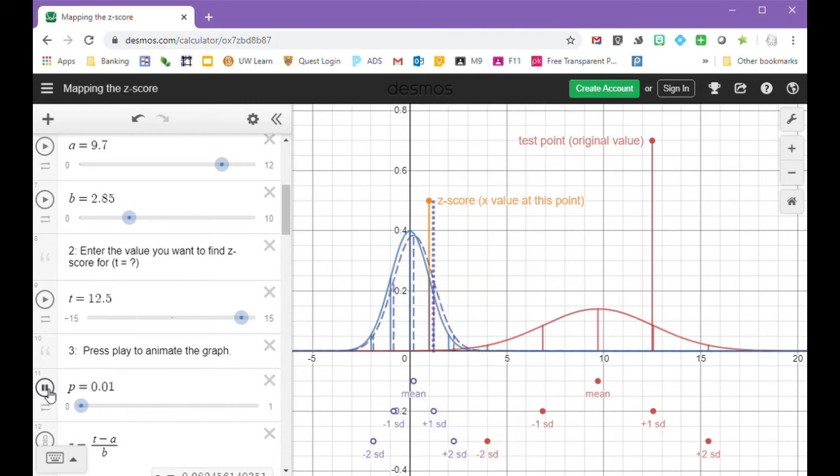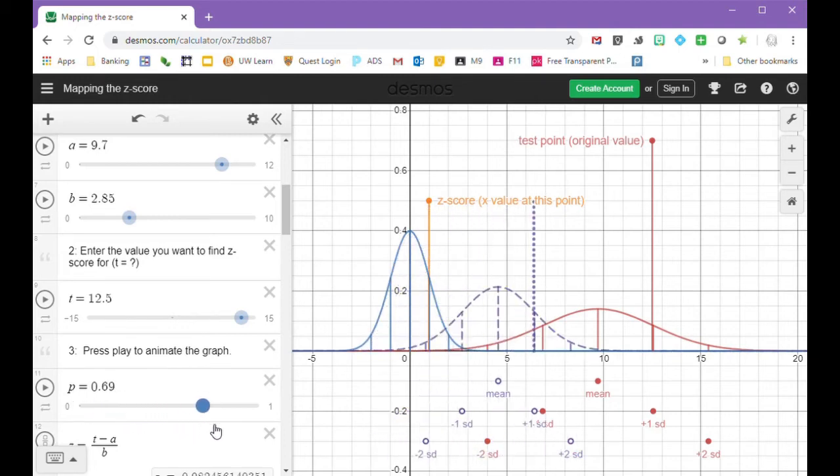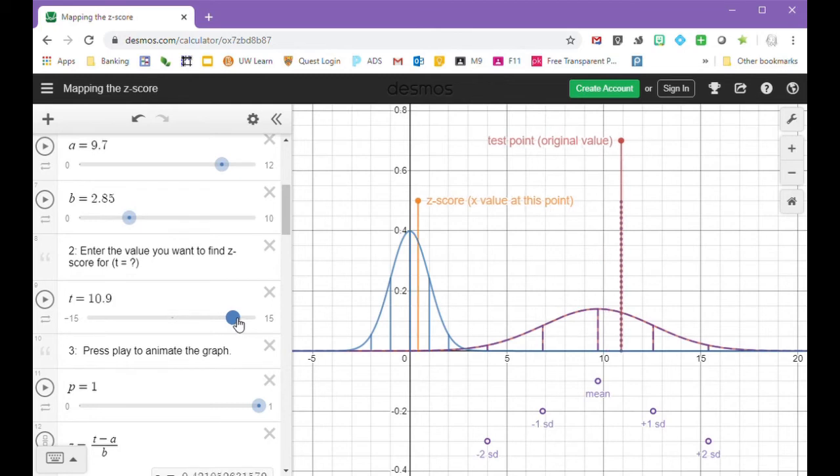Okay, so let's just pause that right now. I can slide it over myself too. So there, that's it right on top of it, okay? And so I can use any data point. I can move my test point to, I can make it 11. So if it's 11, it's not exactly on a standard deviation line, like it's not 1 standard deviation or 2 standard deviations away from something.